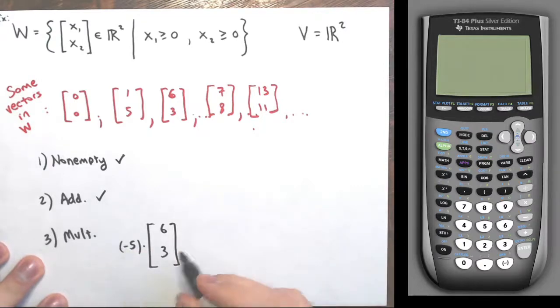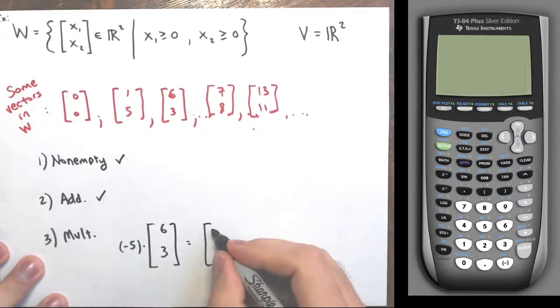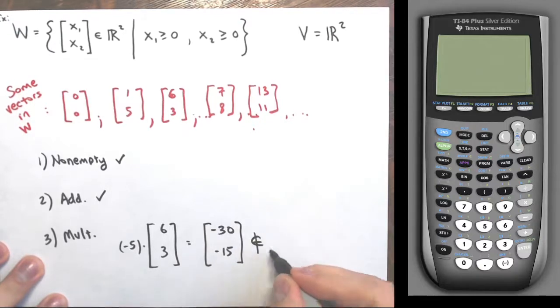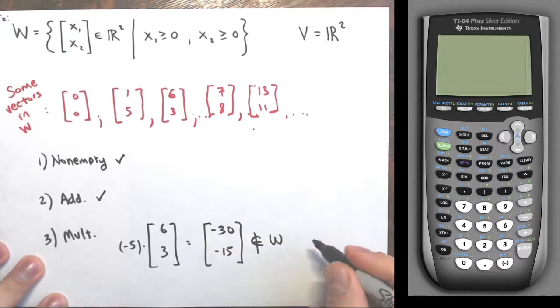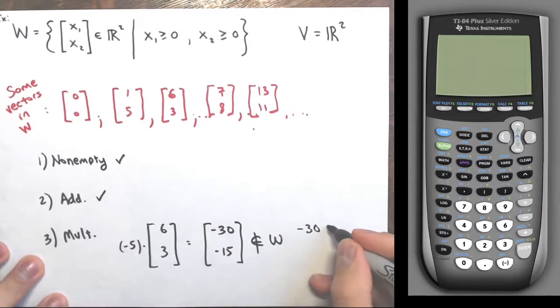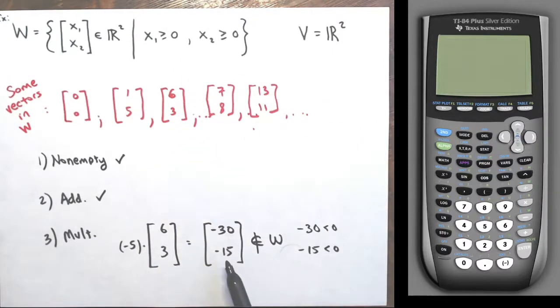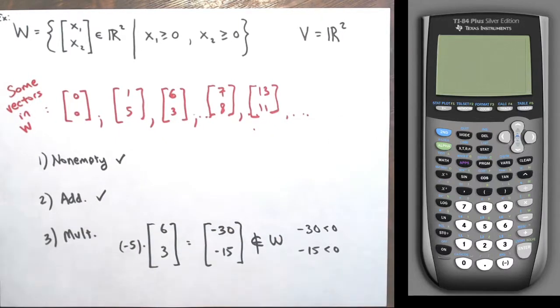That's a scalar. All right. Well, that gives me negative 30, negative 15, and this is not in W because negative 30 is less than 0, negative 15 is less than 0. If one of the components is negative, it doesn't belong to W. And both of these components are negative, so it doesn't belong to W. So it's not closed under scalar multiplication.